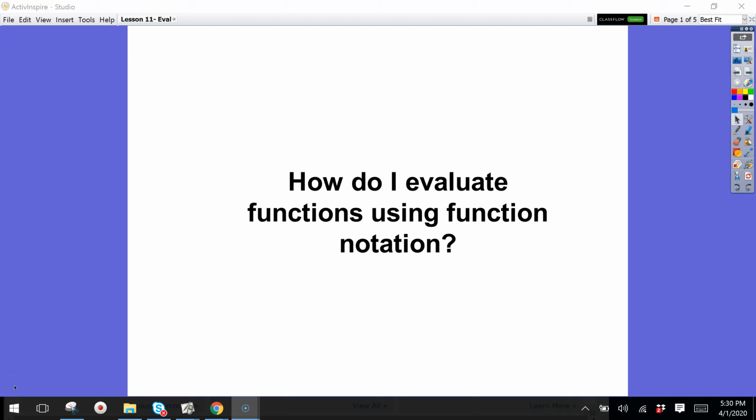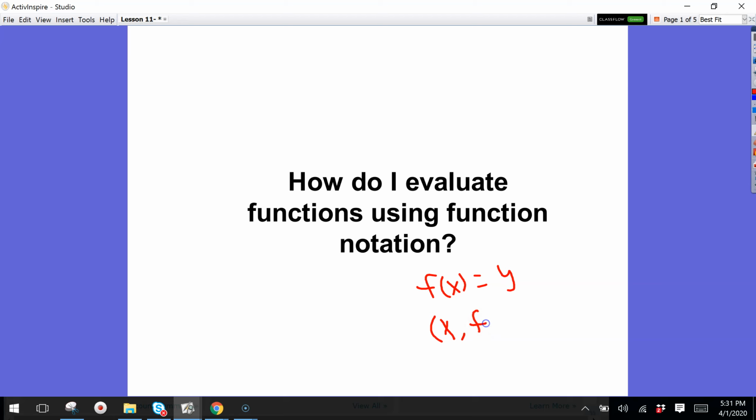So in this video, we're going to be discussing how do we evaluate functions using function notation. Last class we talked about what function notation was, and we talked about that f of x equals y. So if I'm talking about a point, basically what you have is a point, you have x and you have f of x. So we're basically replacing our y with a fancier way of just saying f of x because x has only one y value for it, in this case for a function.